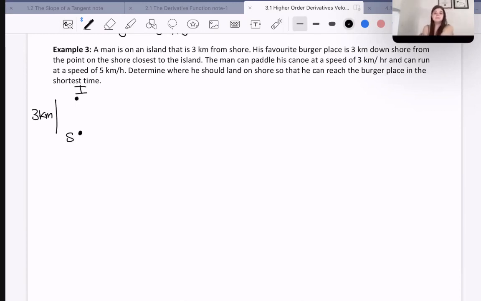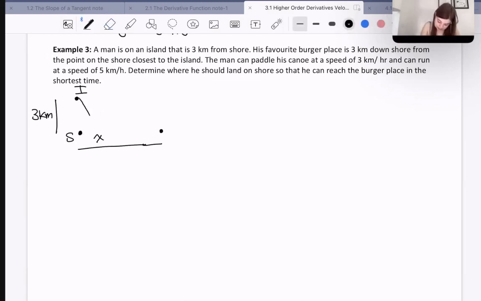Okay. And then he can travel from the island at some angle to the shore. And the question is how far, what's this value, right? This is what we're looking at here, is where should he land on shore, relative to the nearest point on shore in order to get to the burger place the fastest. It's also 3 kilometers from here to our burger place. So here's our burger place. Actually, let's do this a bit more to scale.